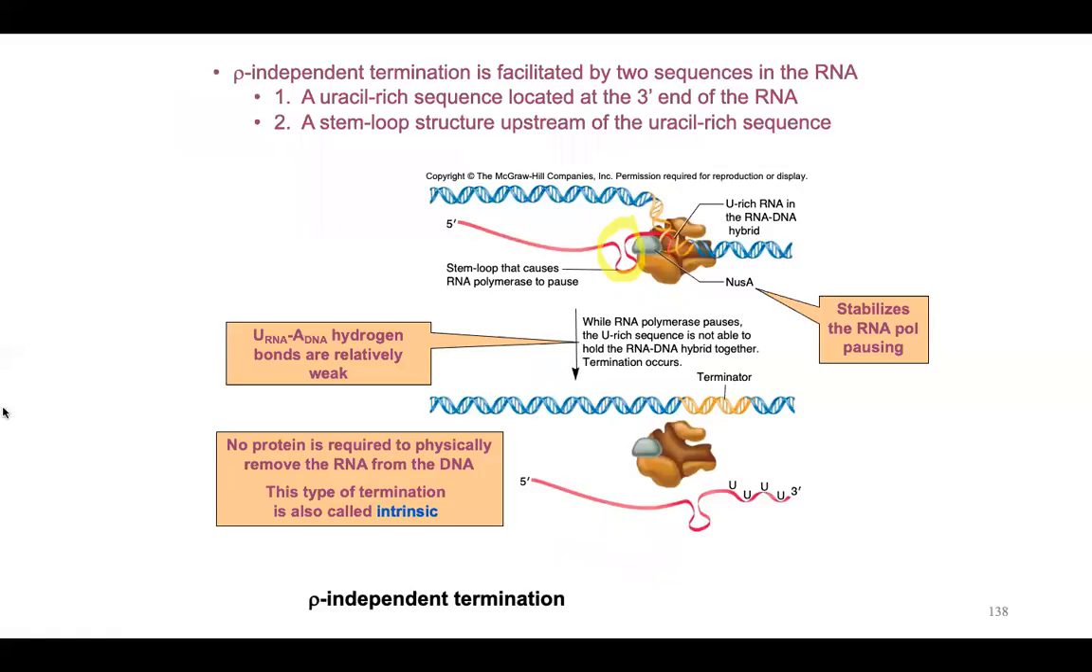Again, to emphasize, Rho-independent termination is facilitated by two sequences in the mRNA: a uracil-rich sequence made up of 3 uracil nucleotides found at the 3' end of the RNA, and a stem loop structure, or what they call the hairpin loop structure. The uracil-rich sequence causes the termination of the RNA synthesis.